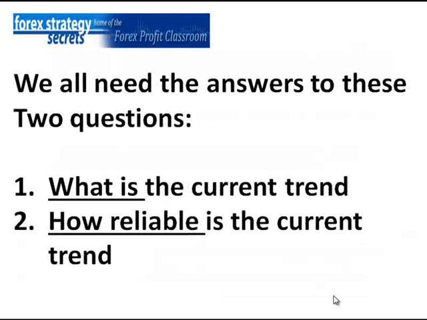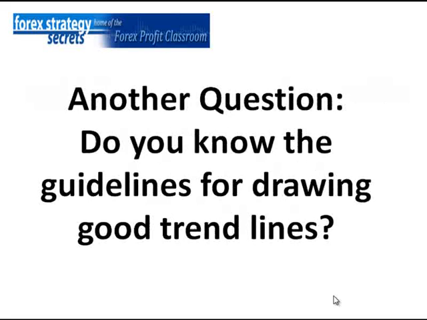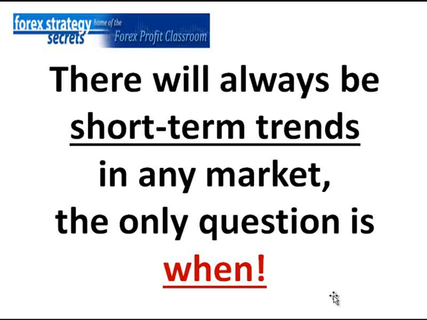We all need the answers to these two questions. What is the current trend, and how reliable is that current trend? Which currency pair trend is more reliable, and how do you find the reliable trends? Another question, do you know the guidelines for drawing good trend lines?